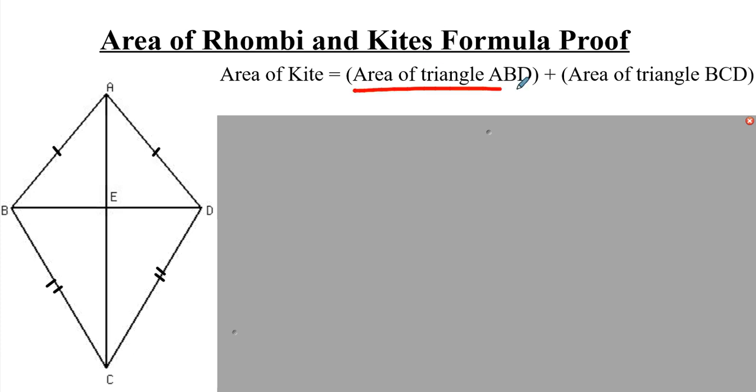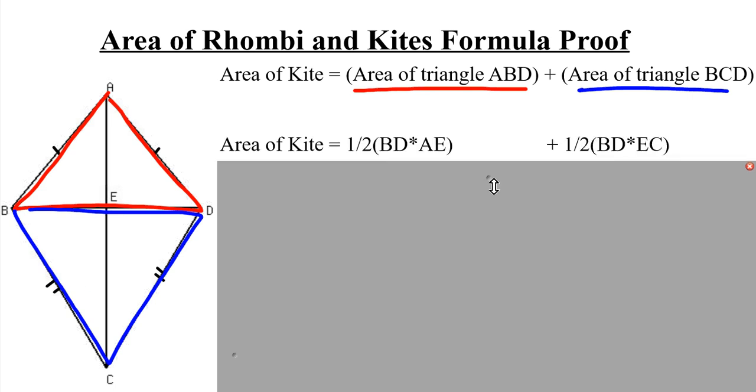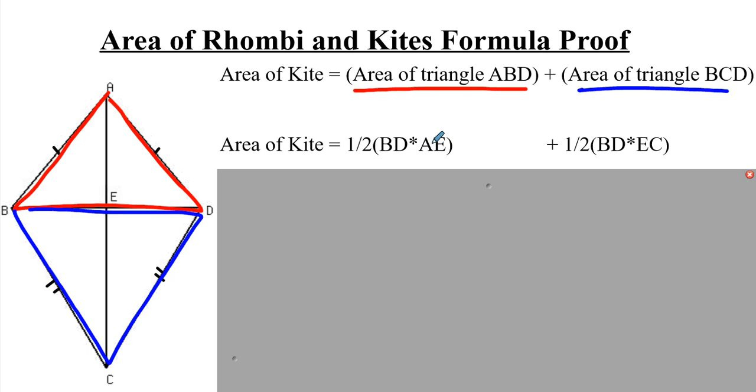Let's use some colors so you can see what I'm talking about. Area of triangle ABD is the top one, and then the bottom one is BCD. So the entire kite has to be the area of the red triangle plus the blue triangle. I think you would agree with me that that makes sense. How do I find the area of the red triangle?